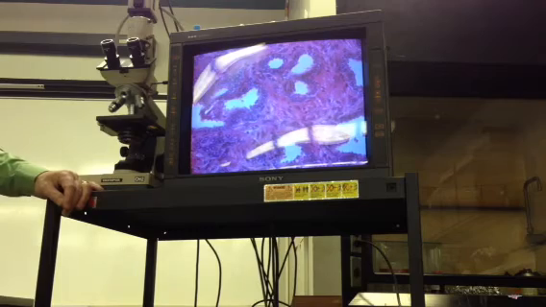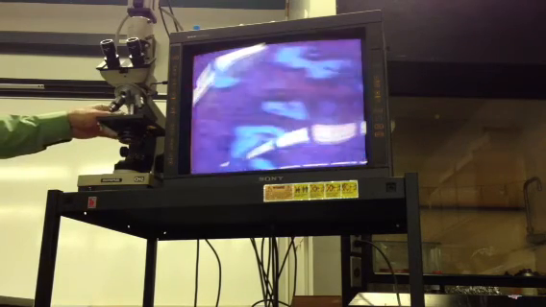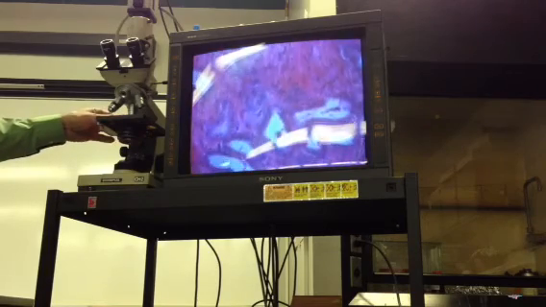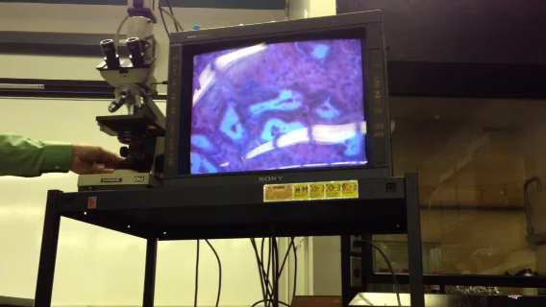Any structures? Well, there's that corpora amylacea, which is really just prostatic fluid residue, but they give it a fancy name. So you have these corpora amylacea here. What's actually inside the... Yeah, that's right.